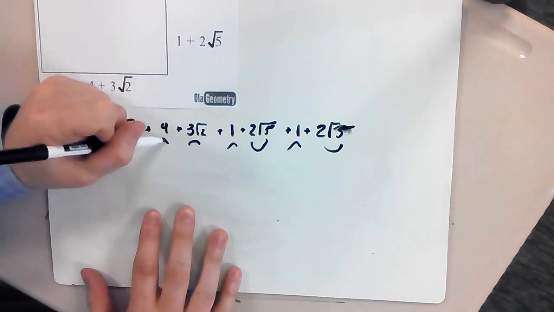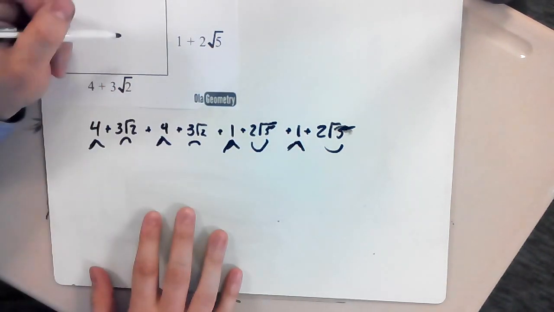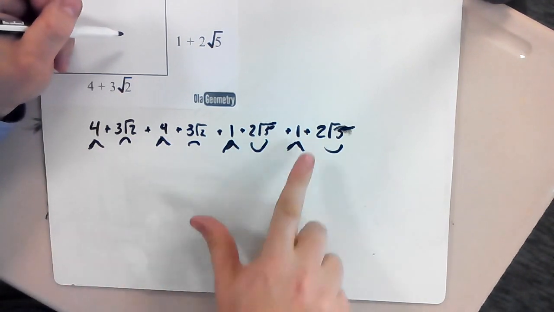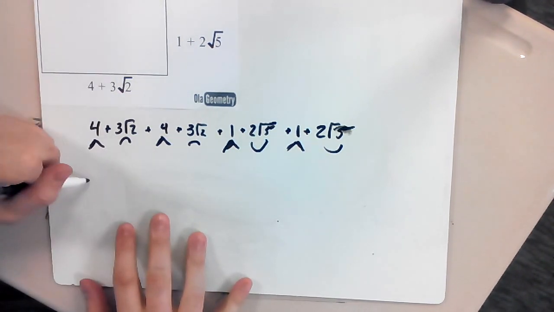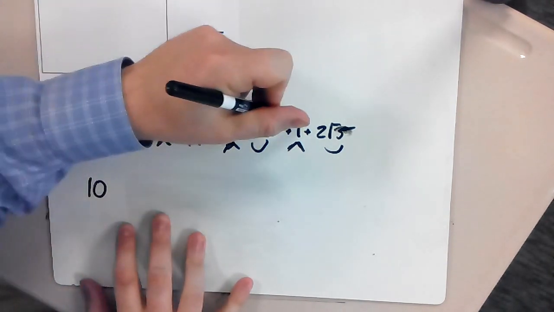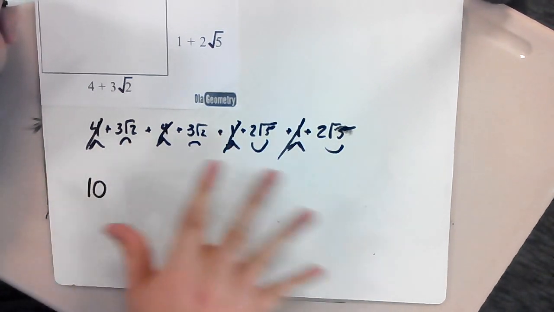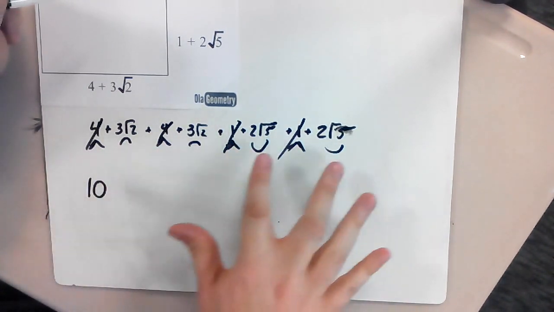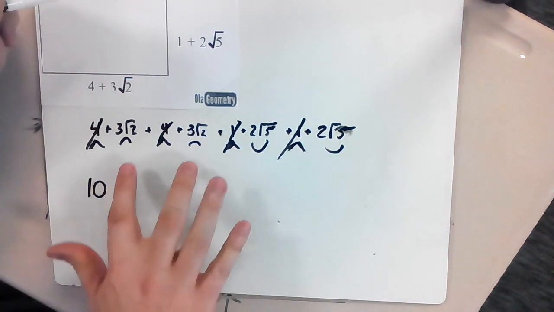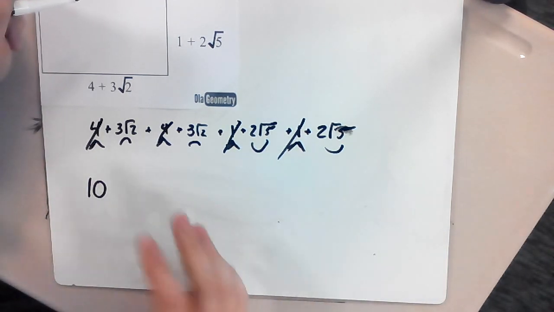Let me make these a little bit different so you guys can see it better. 4 plus 4 is 8, plus 1 is 9, plus 1 again is 10. I'm going to cross these out. Now these guys don't all add the same, right? Like we talked about in the last videos, they have to look the same. They have to have the same square root, or else they can't go together. Square root of 2 does not simplify. Square root of 5 does not simplify. So I can't do that.